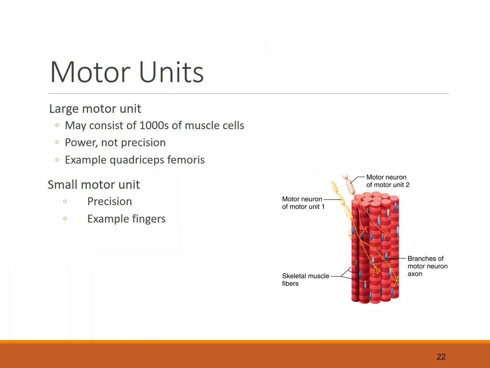Some motor units may be very large. You may have one motor neuron innervating thousands of muscle cells. So each nerve stimulus is going to reach thousands of muscle cells at one time. This can generate a lot of power, but not necessarily precision. An example of a muscle where you would have large motor units would be your quadriceps, your quadriceps femoris group of muscles. If you have small motor units, this doesn't generate a lot of force, but generates more precision. You would have small motor units located in your fingers.